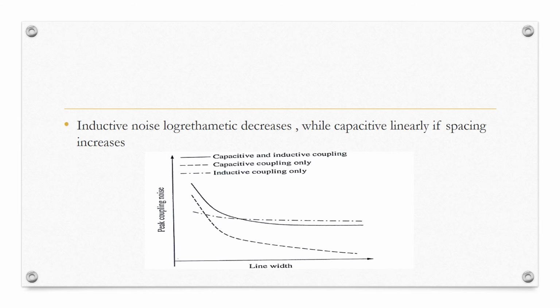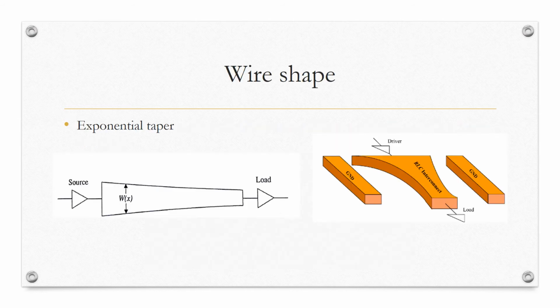So inductive noise is a long range phenomenon, as we have already discussed earlier, and it will decrease logarithmically with spacing, while capacitive coupling will increase linearly. So it is very easy to deal with capacitive coupling, but difficult to deal with inductive coupling once it is there. Another option is that we can change the wire shape like this, which is called exponential taper.